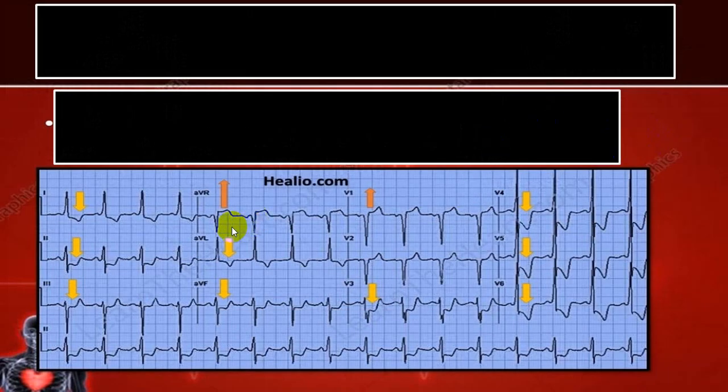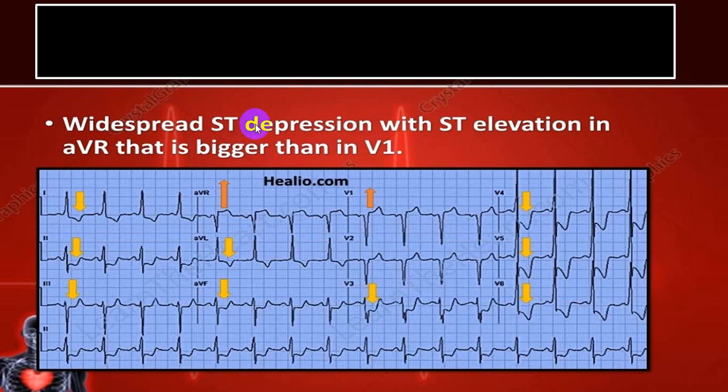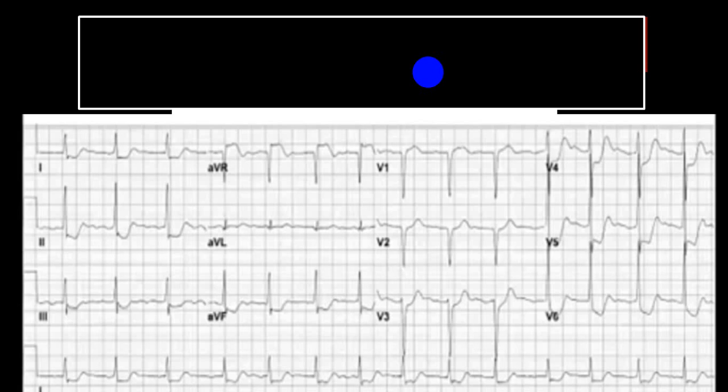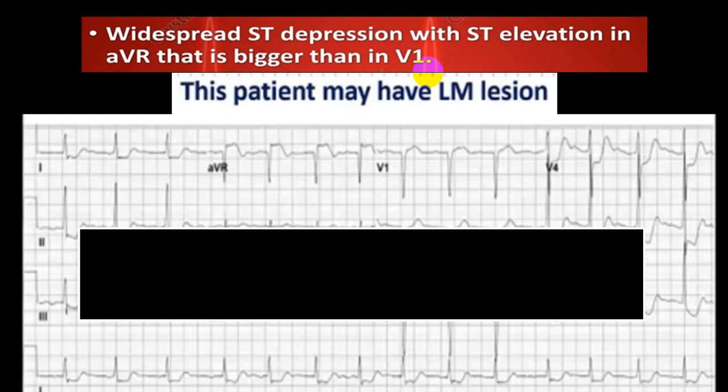The same thing can be seen here. Have a pause, have a look on your own. aVR is taller than V1, and you can see this is shown already. Lead 1, lead 2, lead 3, aVL, aVF, V3, V4, V5, V6, almost again in 9 leads. Again, this will go in favor of what we call widespread ST depression with aVR ST elevation taller than V1. Always suspect left main coronary artery or proximal LAD or triple vessel disease. Again, at your leisure, go through, have a look properly, you will be able to identify.